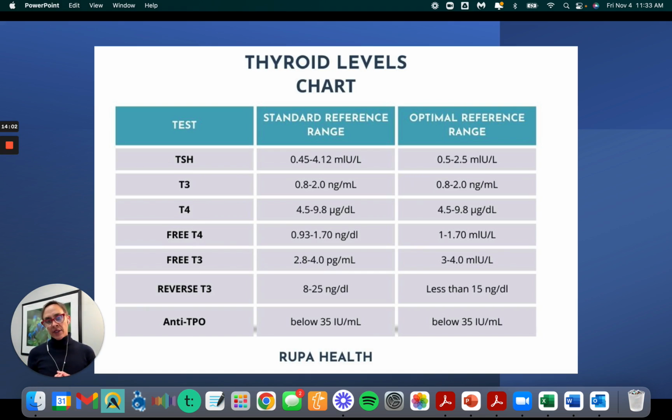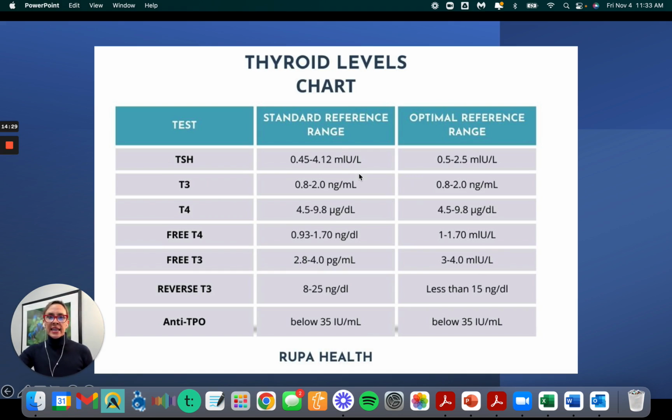I also run another antibody for thyroglobulin. The other important thing about this chart is we have the standard reference range and the optimal range. The optimal range is a tighter range that we really want the thyroid gland and the labs to be in to prevent further destruction or disease of the thyroid and, honestly, for quality of life.